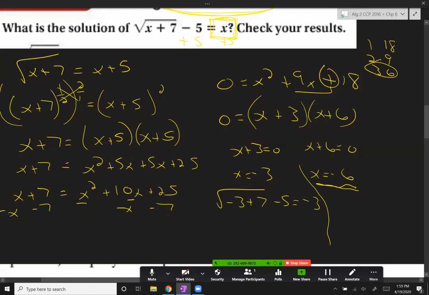So now we're checking it. So this is 4 minus 5 equals negative 3. Okay, that was the square root of 4. Square root of 4 is 2 minus 5 equals negative 3.